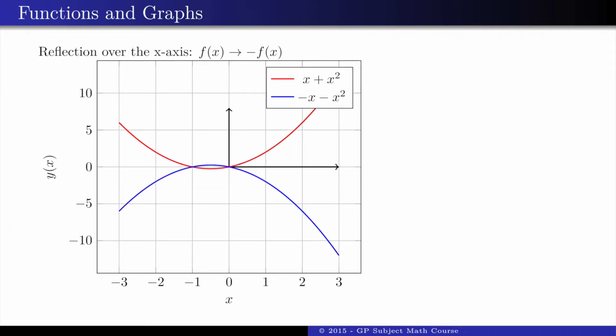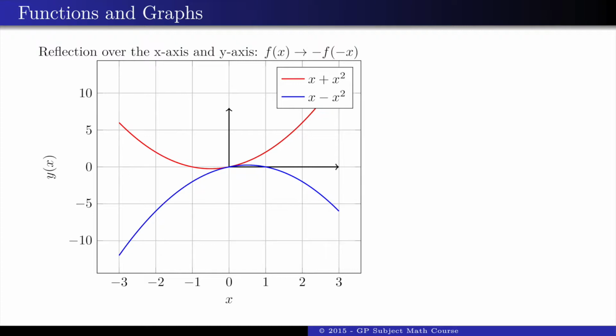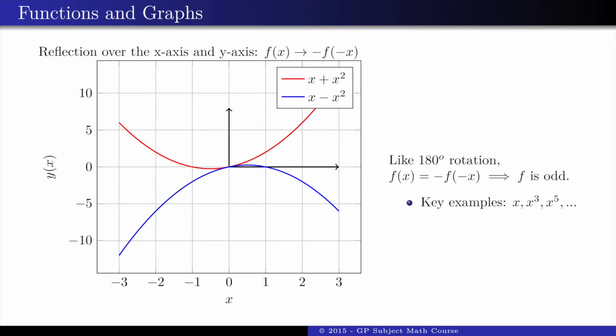If we multiply the entire function by minus 1, we are reflecting over the x-axis. A function invariant under this operation is odd, right? Wrong. Only the zero function acts that way, and it is trivial to see it by the graph of the function. Reflection over both axes is the same as 180-degree rotation. A function invariant under this operation is odd, like odd powers of x.